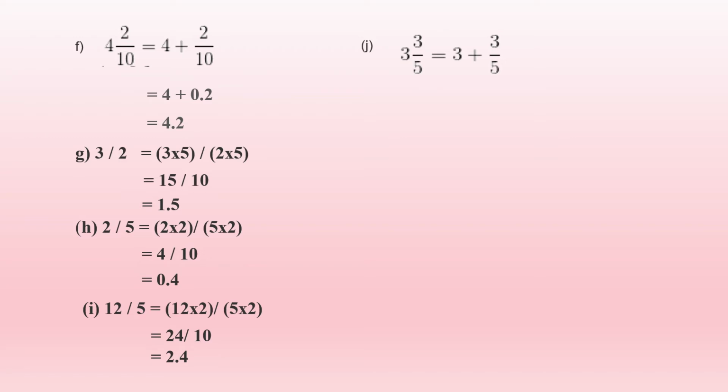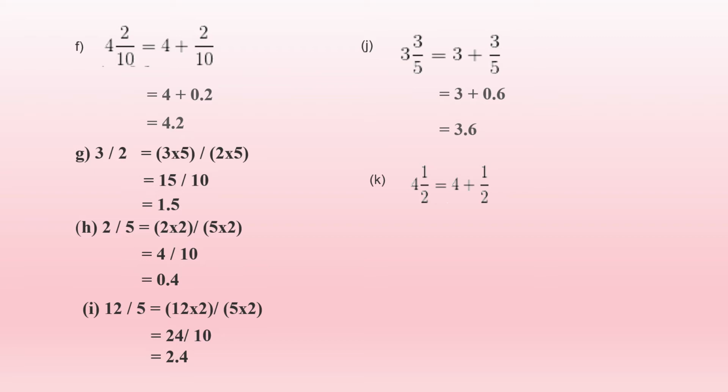Next question. 3 by 5 is equal to 3 plus 3 by 5. That is, 3 is the whole number, and 3 by 5. Now, if we multiply the numerator and denominator by 2, we'll get denominator 10, numerator 3 into 2, 6. So, 6 by 10 can be written as 0.6. So, that is nothing but 3.6.